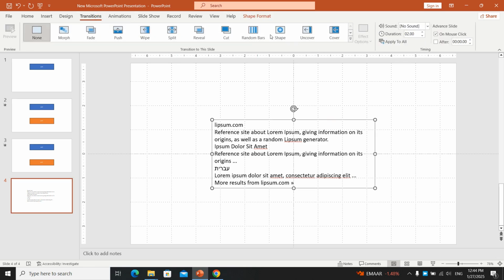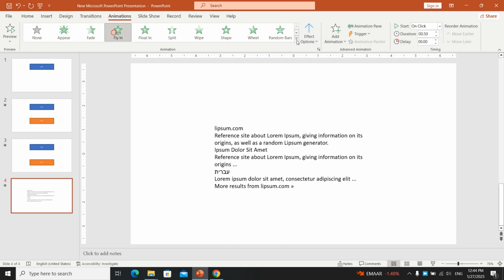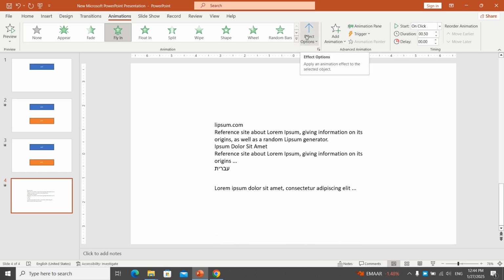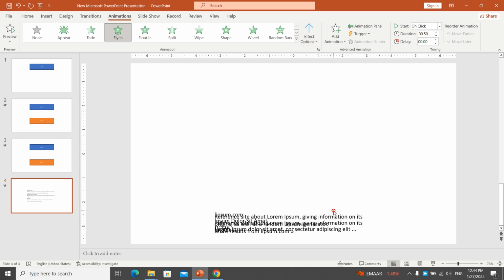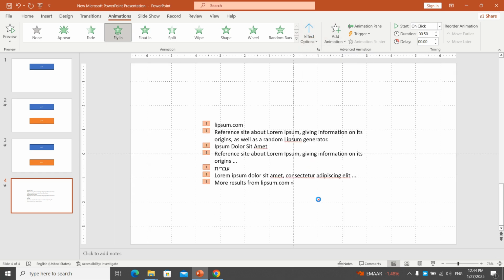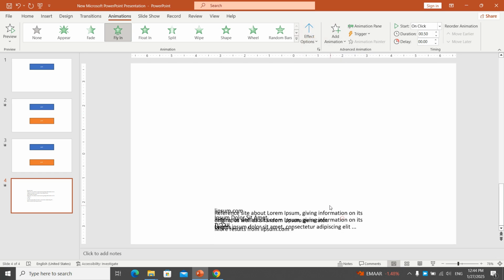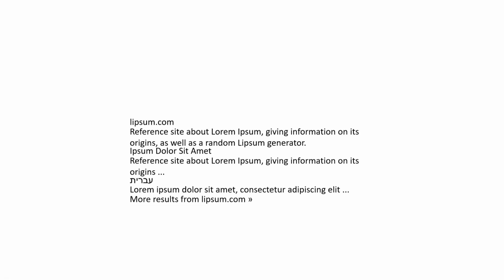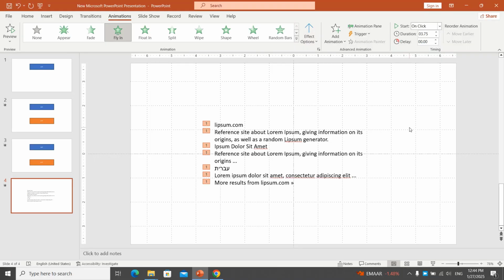When we come here and say animation and fly in, and we choose by paragraph, it comes like this. You see, and if we say all at once as one object, it's beautiful for the text to come all at once. And you can also change the duration from here. Let me change the duration so you can better see why I say all at once. See how amazing it's coming. It's beautiful. You can change the duration and the delay if you want.